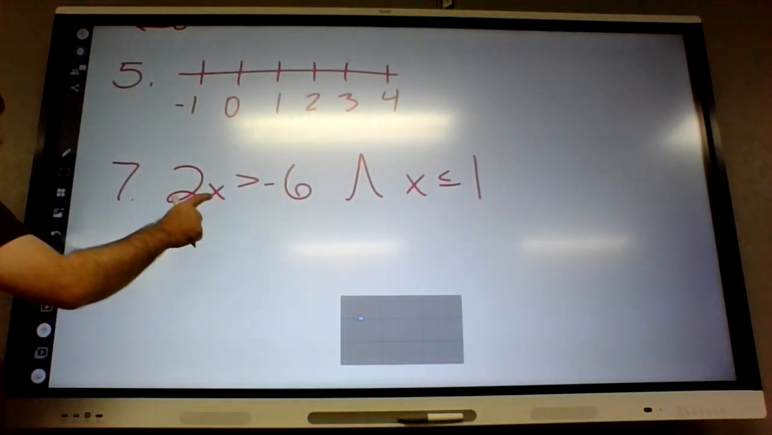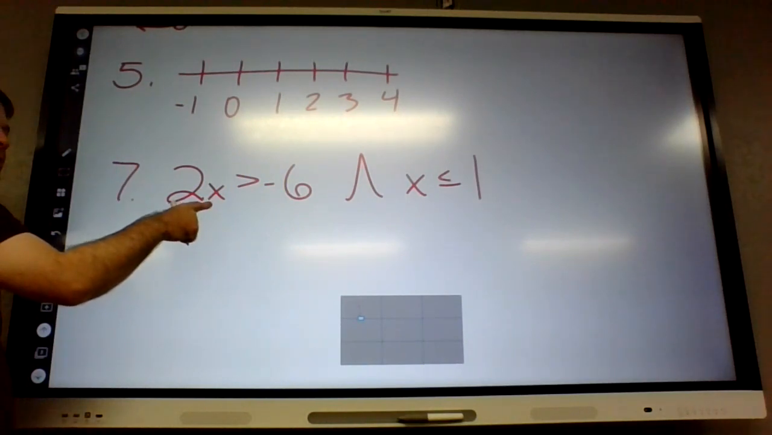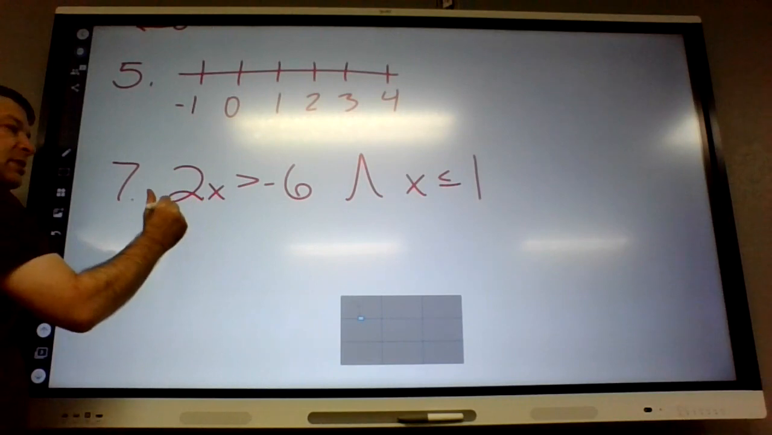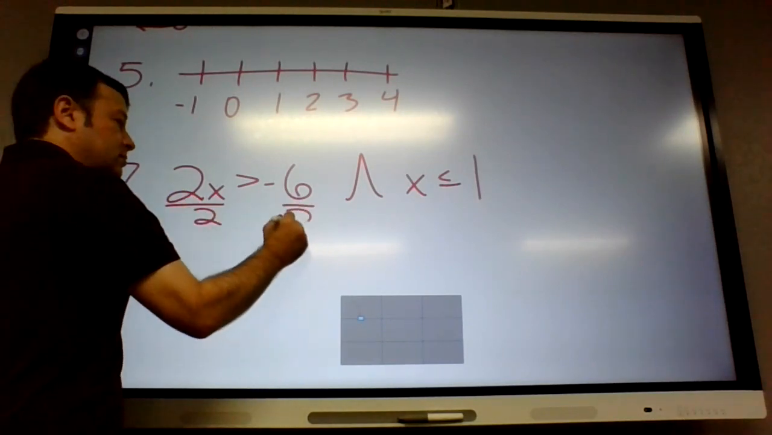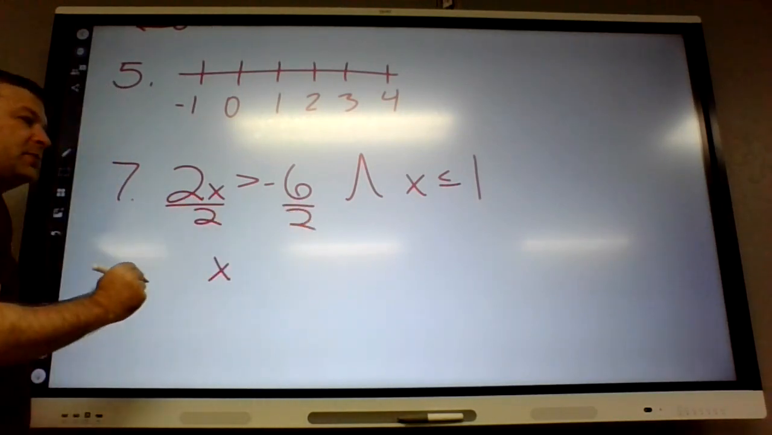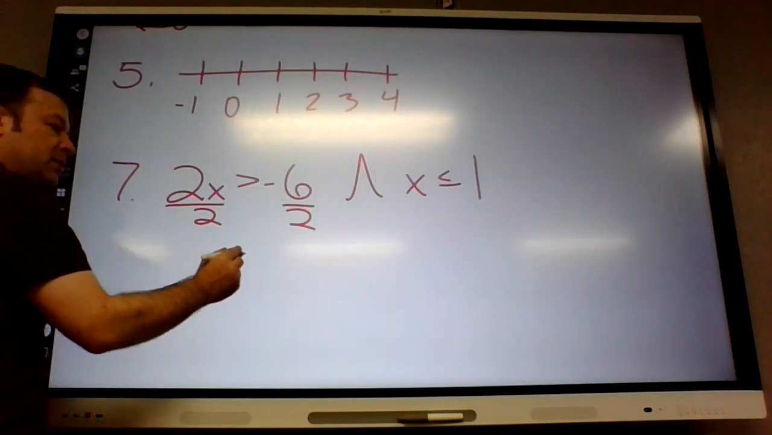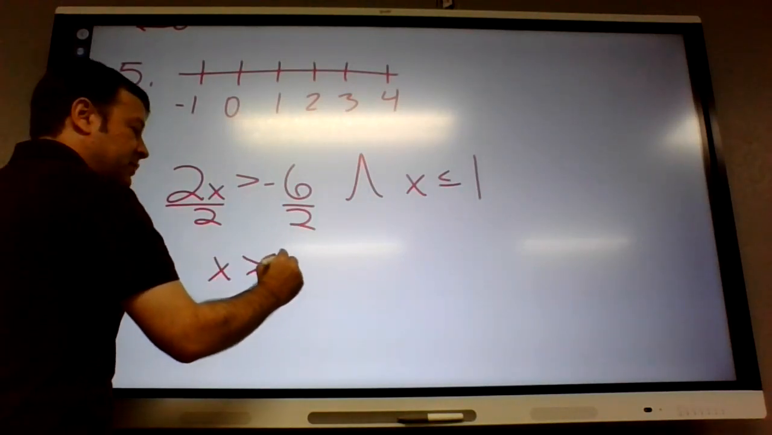We can't do anything with that. But on this one, we need to figure out what x is. So how am I going to solve for x on this one? Divide by 2. Is the inequality going to switch? No. So I'm dividing by a +2.